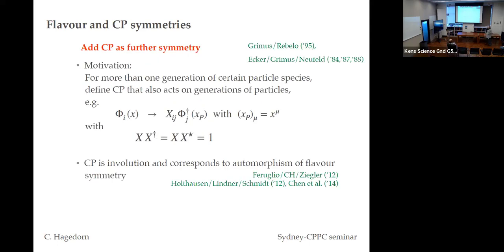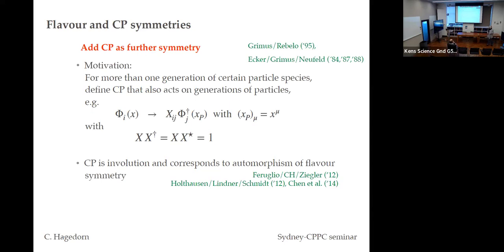Let me now move on, because I said we also want to add CP as a further symmetry. So CV, you know very well. I would like to make a little step beyond what you probably usually do with CP. Namely, think about the fact that if you have more than one generation of a certain species, let it be scalars in this case. Okay, these phi's you imagine as scalars.